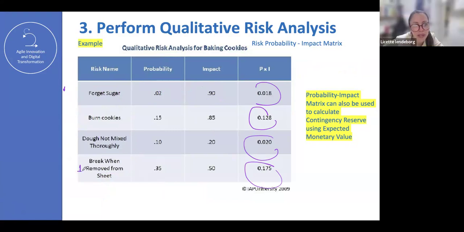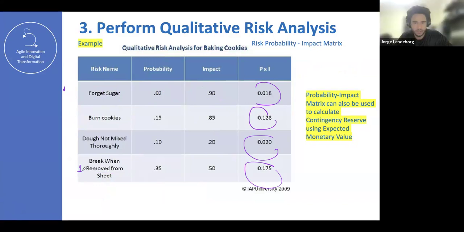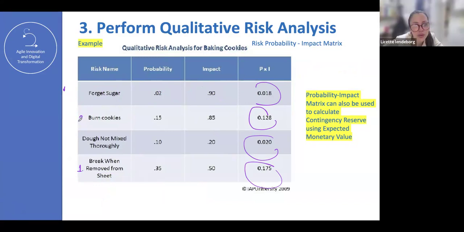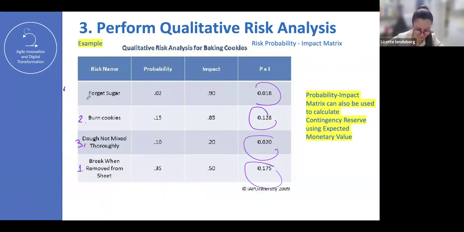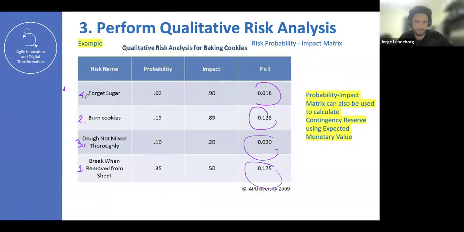And number two will be? To burn the cookies, right? Yes, number two. Number three? Dough not mixed thoroughly. Yes. And number four will be forget the sugar. Forget the sugar. So what does that say?